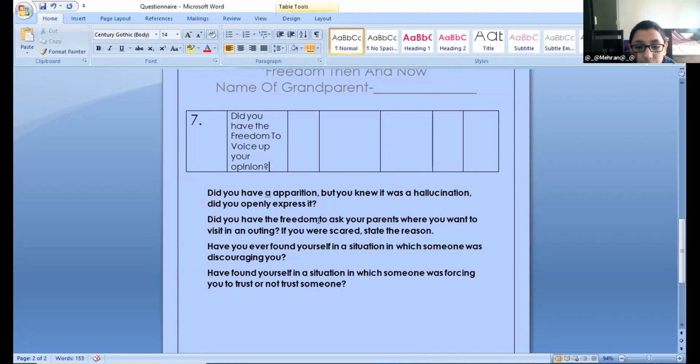Did you have the freedom to ask your parents where you wanted to visit on an outing? If you were scared, state the reason. One minute. Did you have the freedom to ask your parents where you want to visit in an outing? Okay, where you want to visit in an outing. Very good. Have you ever found yourself in a situation in which someone was discouraging you? Mehran, the second question. If you were scared about what? If you were scared.